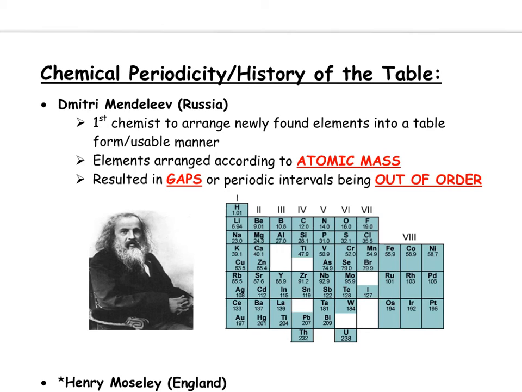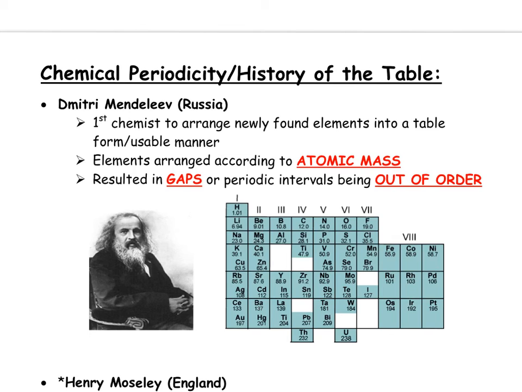Okay, once upon a time, a long time ago, there was a dude named Dmitri Mendeleev, and what he did was he took the known elements at the time and arranged them into a table that other scientists can use. The way he arranged them was he grouped all of the elements with similar chemical properties together, and he put them in order of increasing atomic mass.